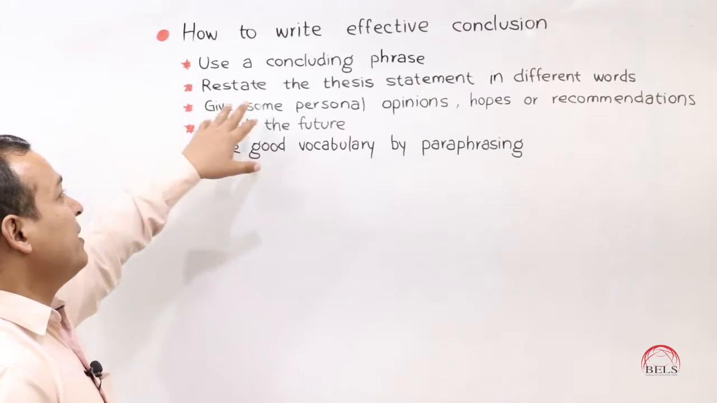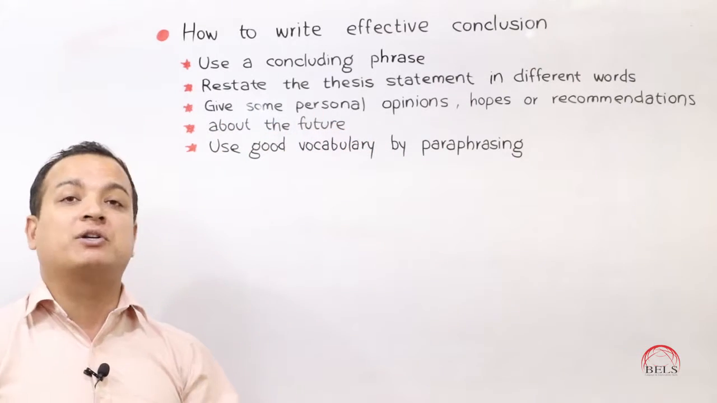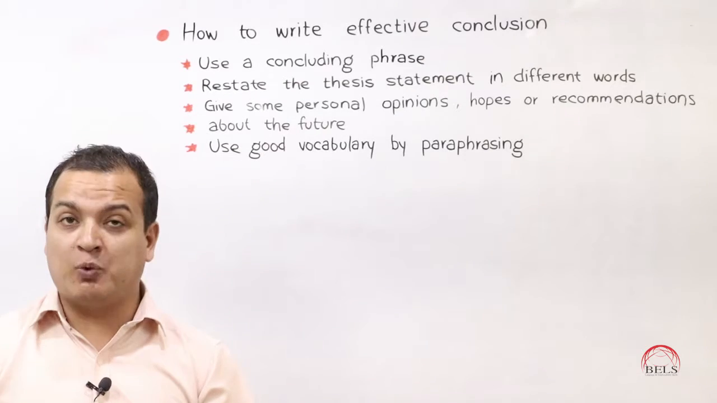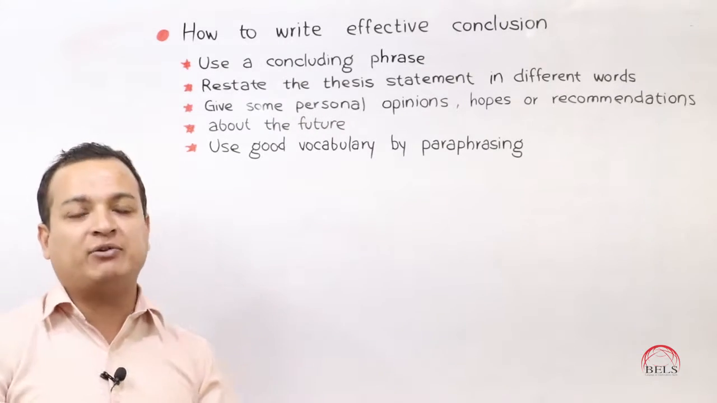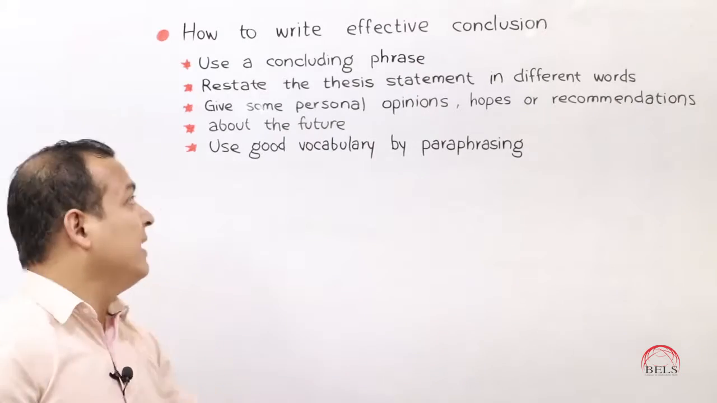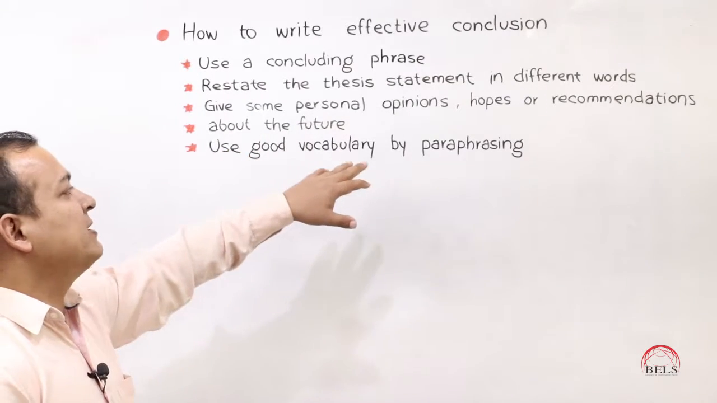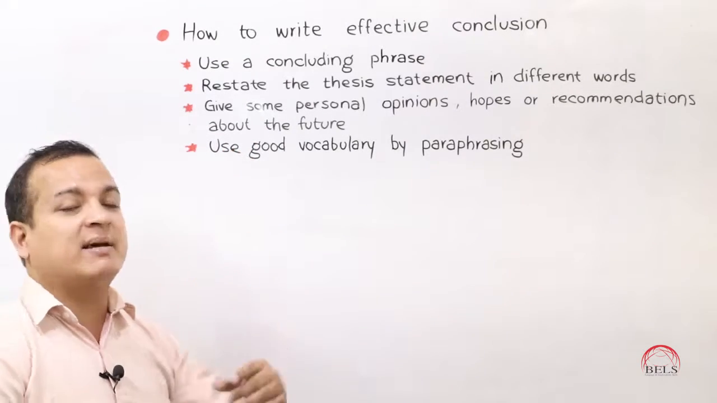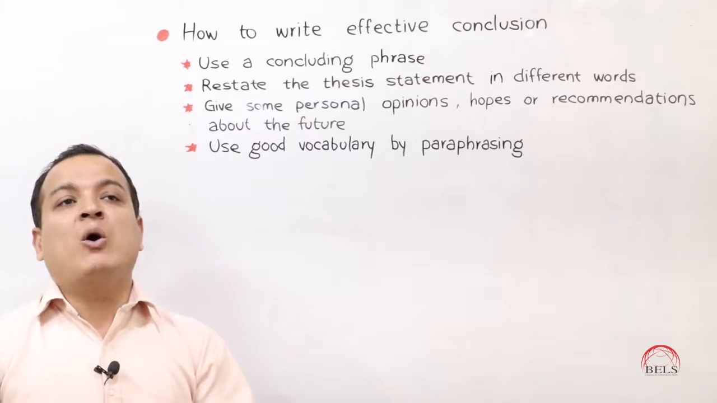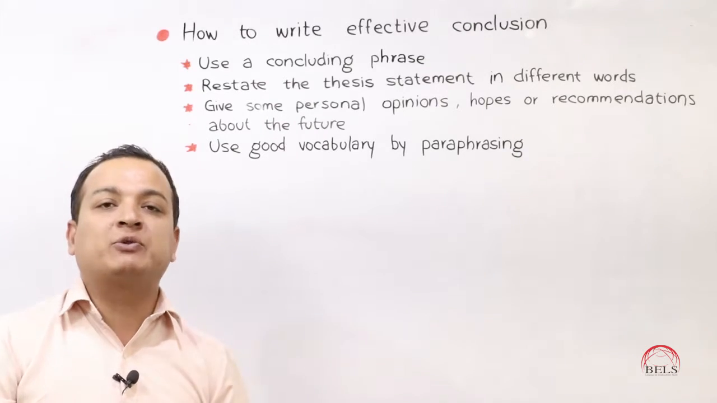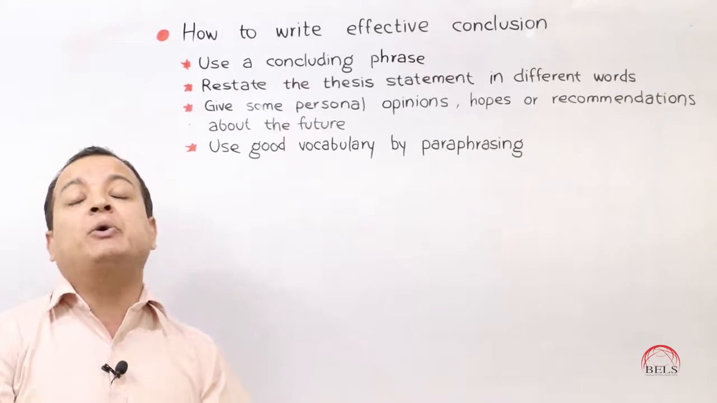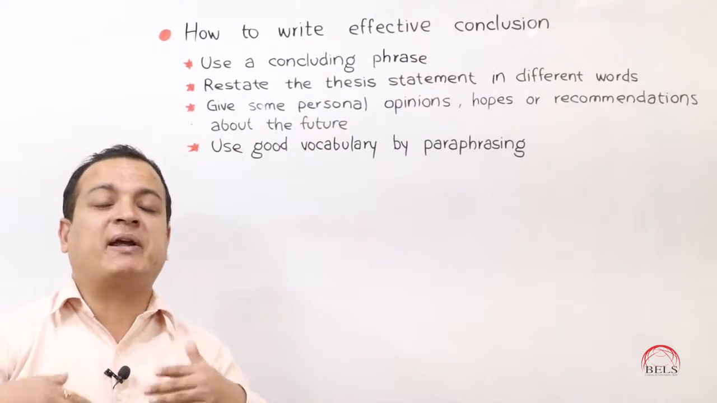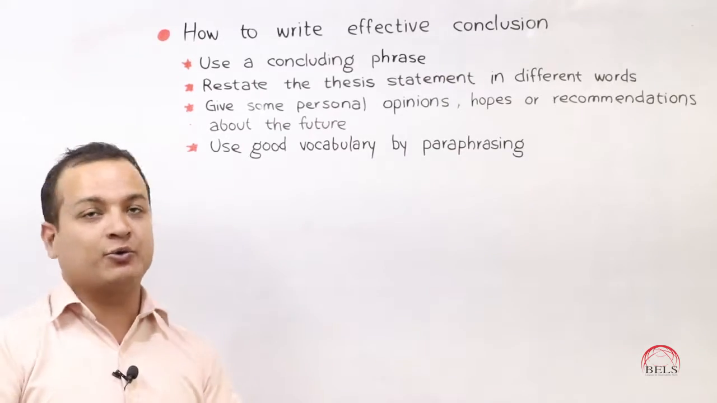Second point is restate the thesis statement in different words. You can use a thesis statement, your opinion, but it should be in different words. Do not use the same words that you have used in the introduction part. Third one is give some personal opinions, hopes or recommendations about the future. Here you can simply use some recommendation. For example, what do you think about how to deal with this one? So if this is the question, you can simply say that government should take some punitive actions regarding it, some recommendation that you can give in the conclusion part.